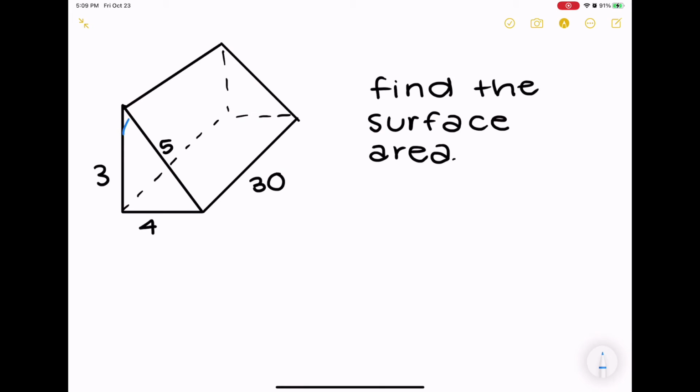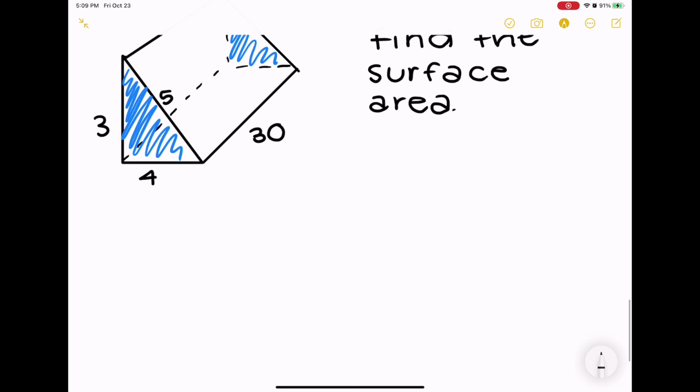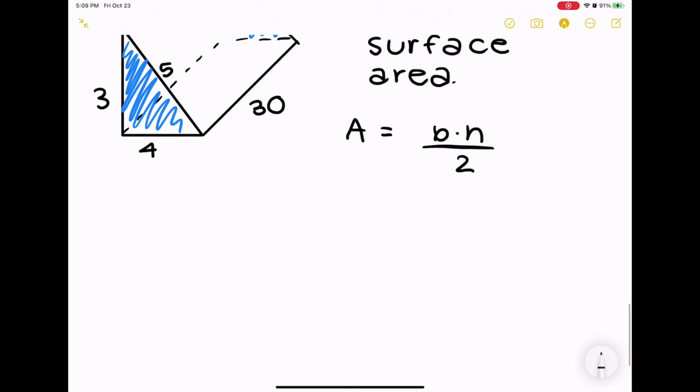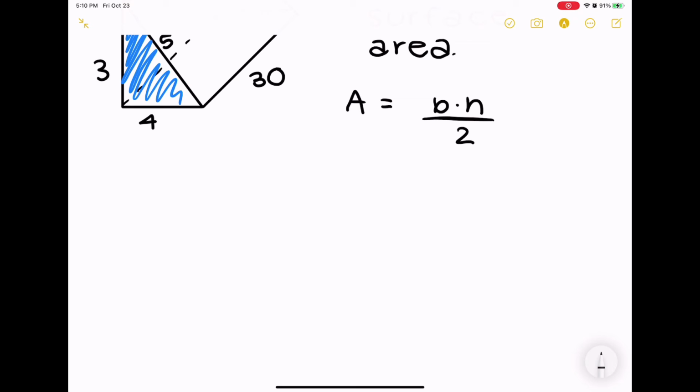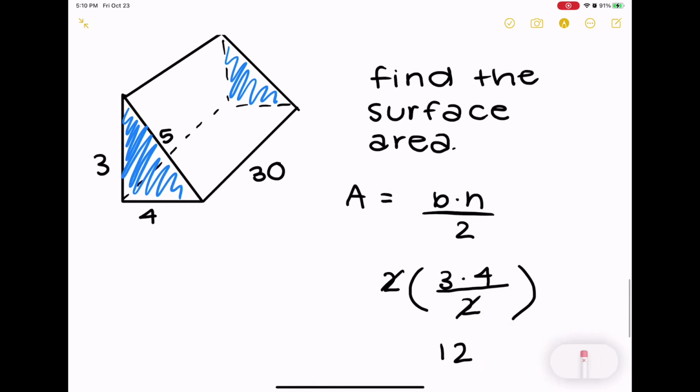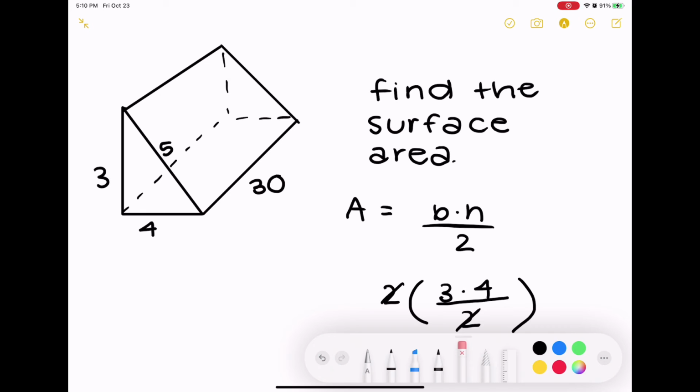Did you do it? Let's check. So first we're going to find the area of the triangles, and there are 2 of them, remember? So the area of a triangle is base times height over 2, which is the formula we discussed. So we have 2 because we have 2 of them, and then 3 by 4, and then the 2's cancel out, just the same thing. So it's 12.